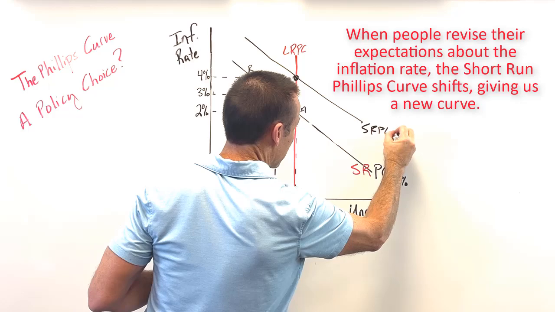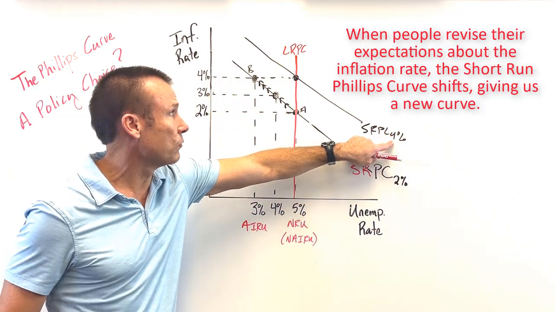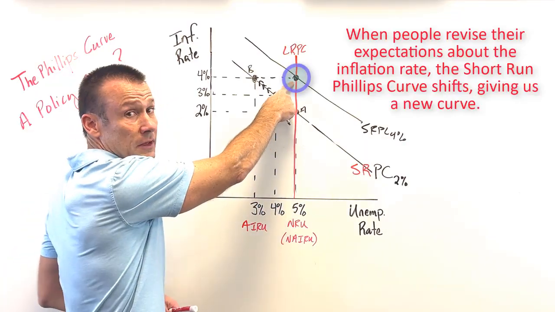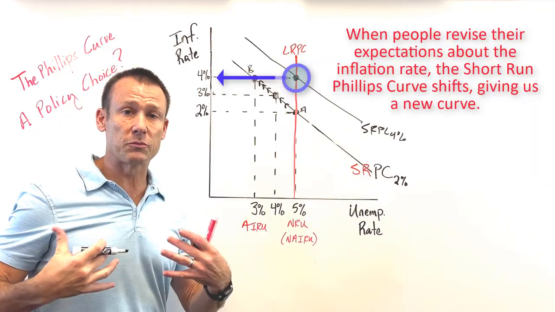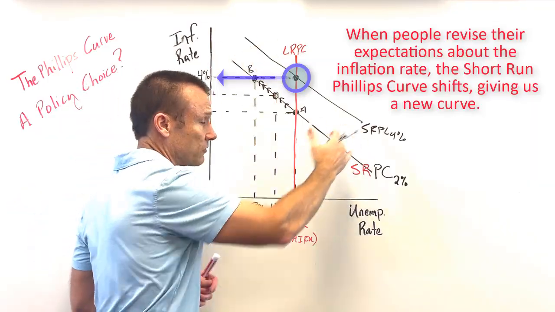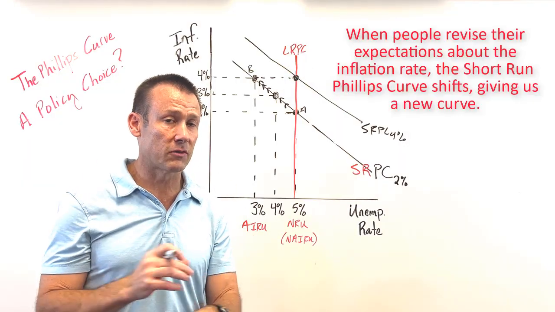We've got a new SRPC with an expected inflation rate of 4%. Again, intersection of the SRPC and the LRPC, 4%, right? Now we have a new expected inflation rate, which means we get a new SRPC. Did you hear that? You get a new expected inflation rate, you get a new SRPC.